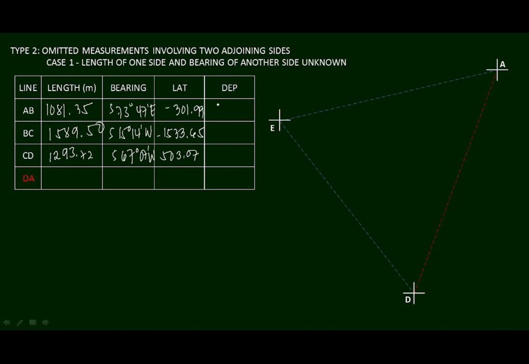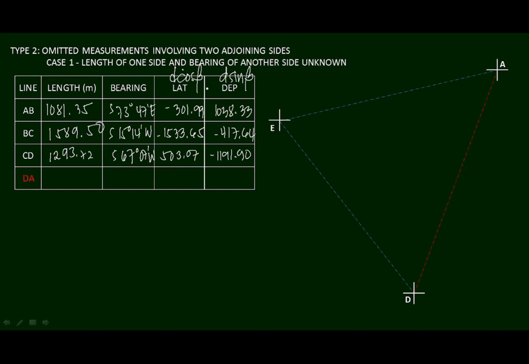503.07. And positive 1,038.33. Yes, negative 417.64. Negative 1,191.5. So, verify again my answers here. Because when we solve the latitude, it is distance times cosine of bearing, and departure is distance times sine of bearing.